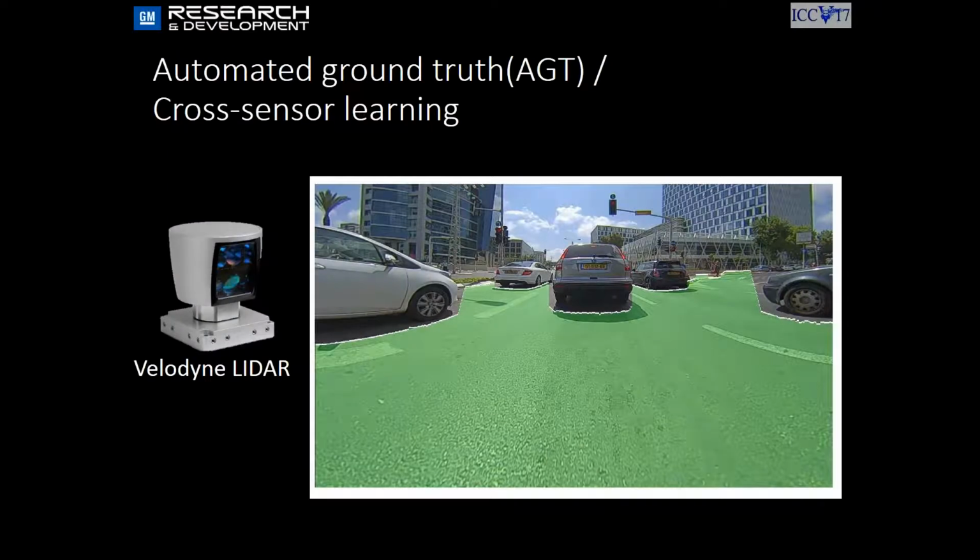And the approach that I'm going to talk about in this lecture is to use automated ground truth or cross-sensor learning. You can see here an example of a network trained to detect free space in a way that is very similar to what we can obtain from LiDARs. And indeed, this network uses only a camera in order to detect the free space, but in the training phase, it used the Velodyne LiDAR in order to automatically annotate the examples. So you see here a result of a network in which there was no human labeling in the process of its training. Everything was done automatically.